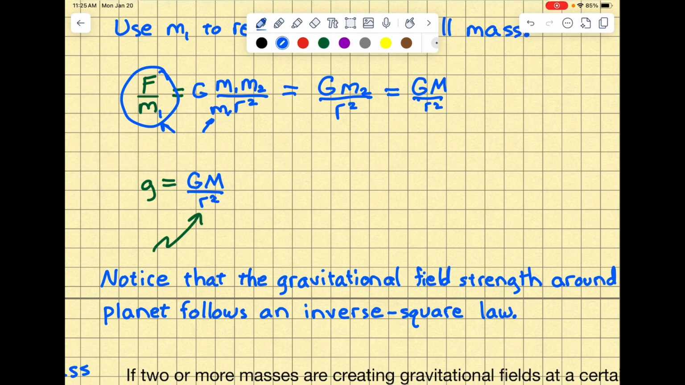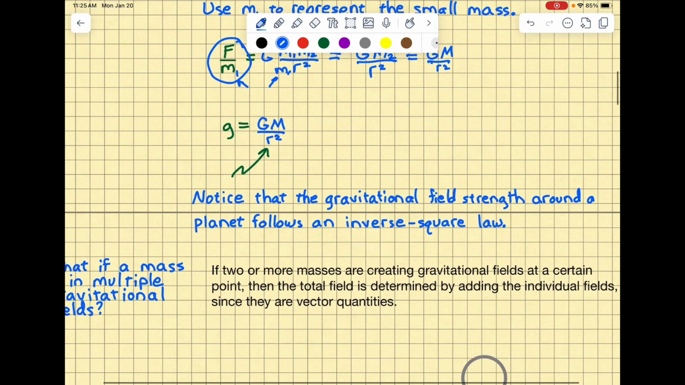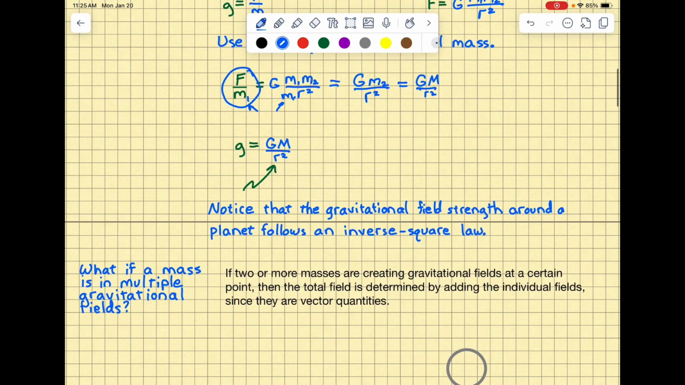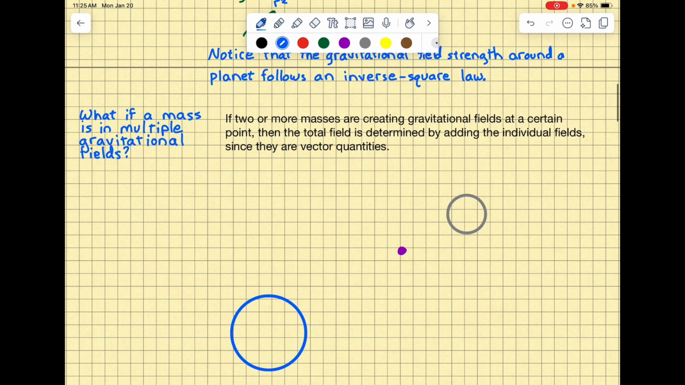So that means if you get twice as far away from an object, then your gravitational field strength decreases to 1/4. If you get 3 times away, it decreases to 1/9. So it follows an inverse square law. What if a mass is in multiple gravitational fields?